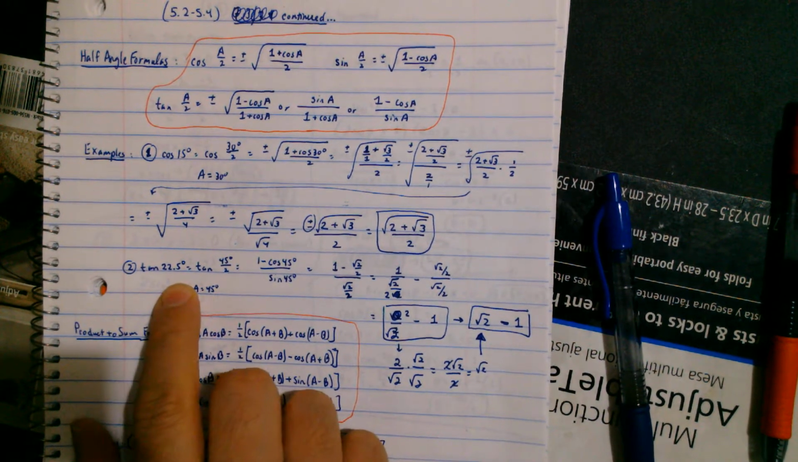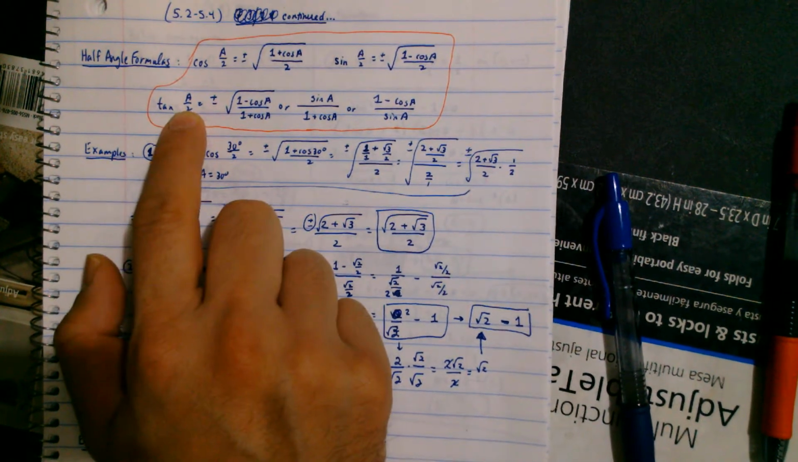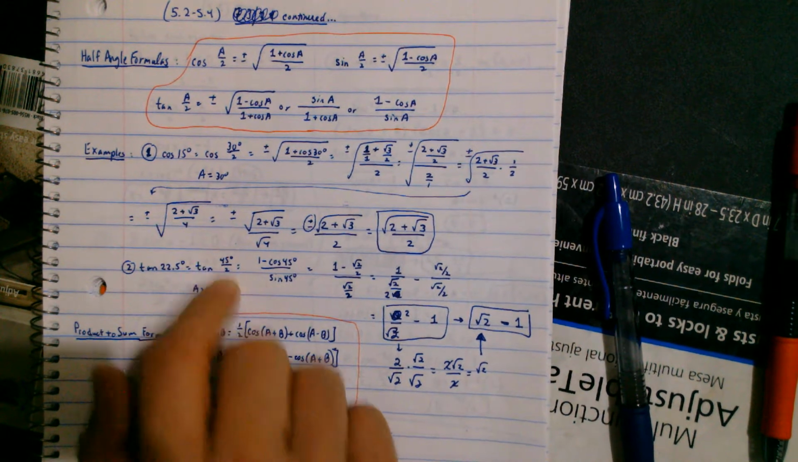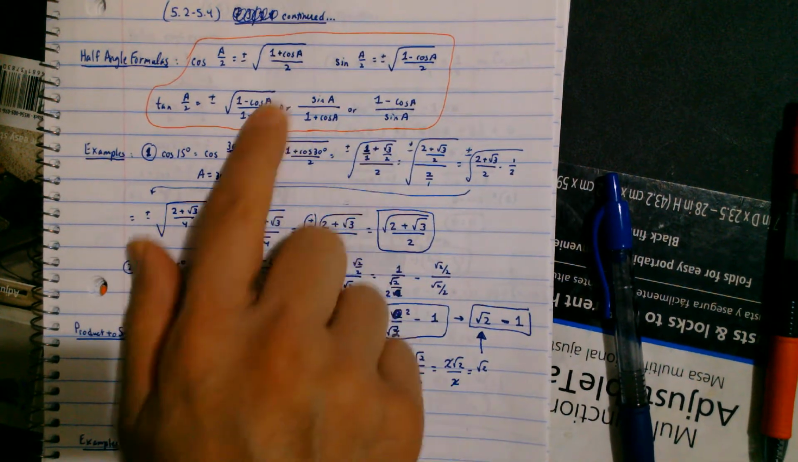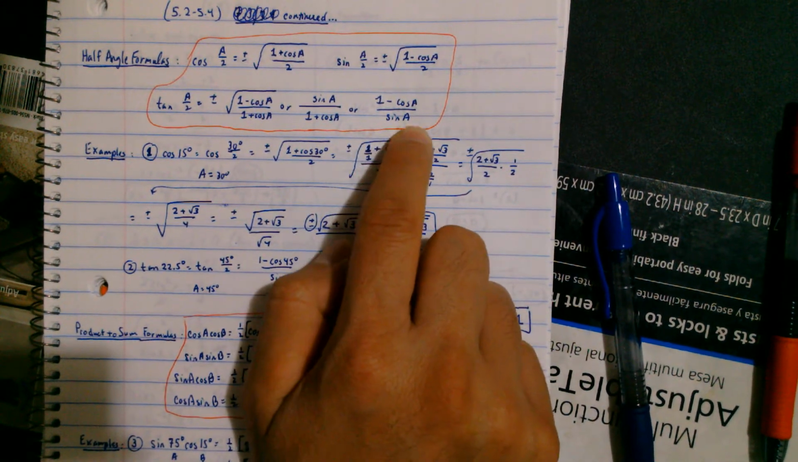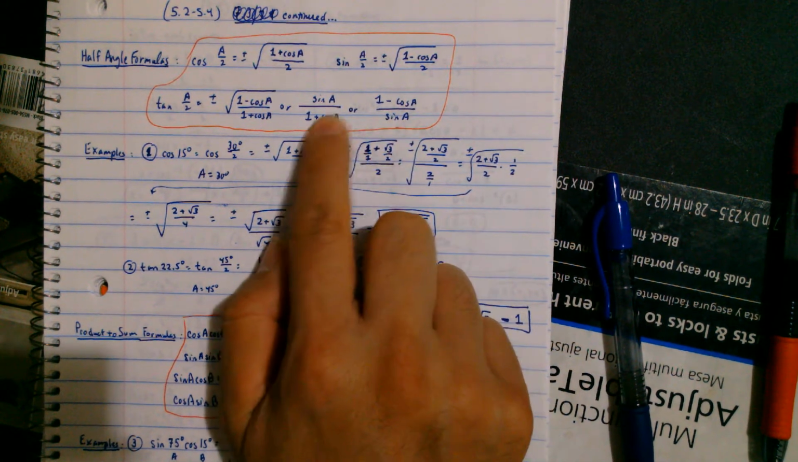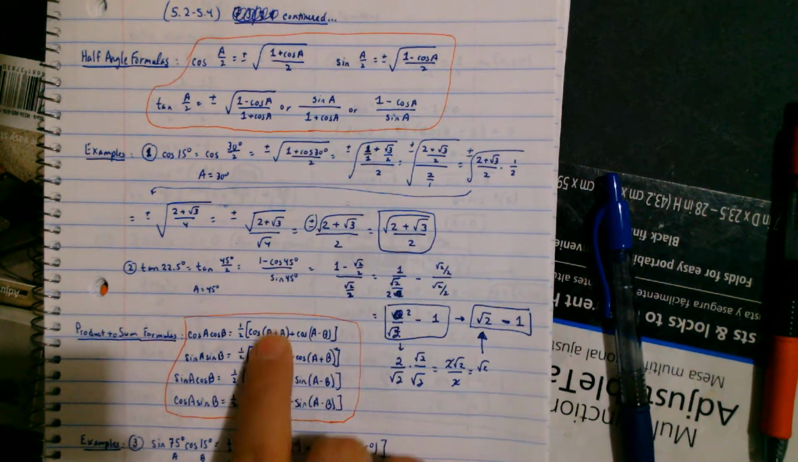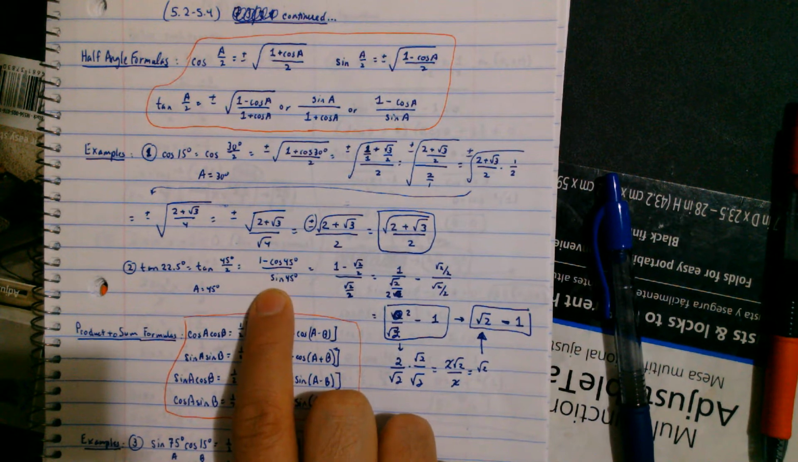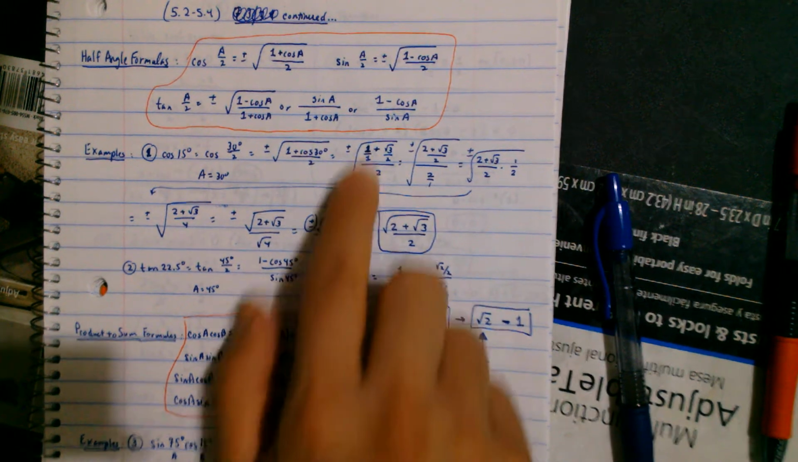Tangent of 22.5 would be half of 45. So 45 over 2. It doesn't really matter which one of the three I use. I'm going to use the third one because it only has one trig value in the bottom, not adding or subtracting, which makes it a little easier to deal with. So 1 minus cosine of 45 divided by sine of 45.